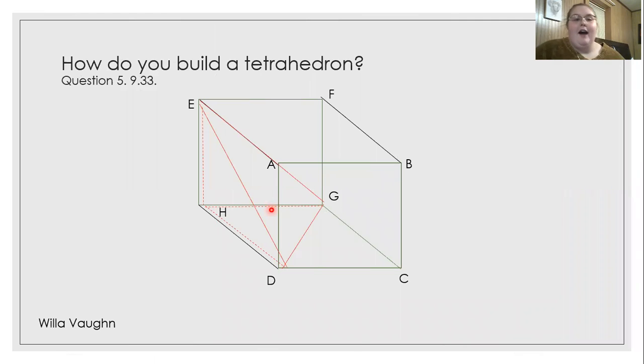Okay, question 5. How do you build a tetrahedron? So a tetrahedron is a triangular pyramid that is a polyhedron composed of 4 triangular corners. See down here, we've got 1, 2, 3, 4. 6 straight edges, 1, 2, 3, 4, 5, and 6. And 4 vertical corners, 1, 2, 3, and 4.